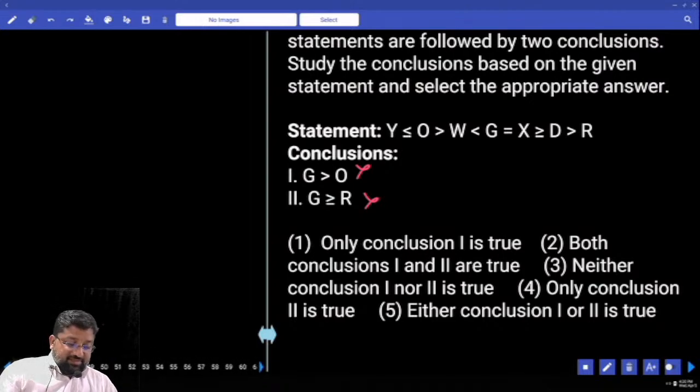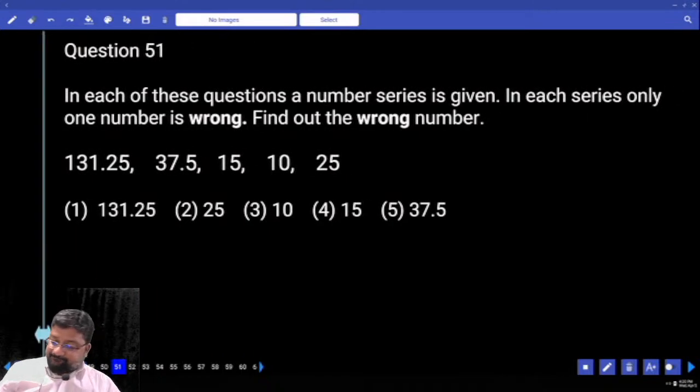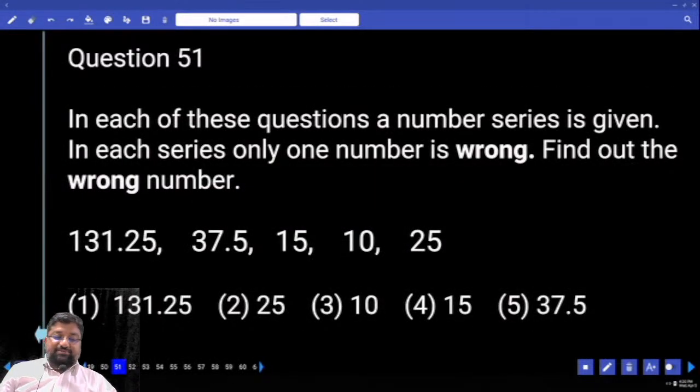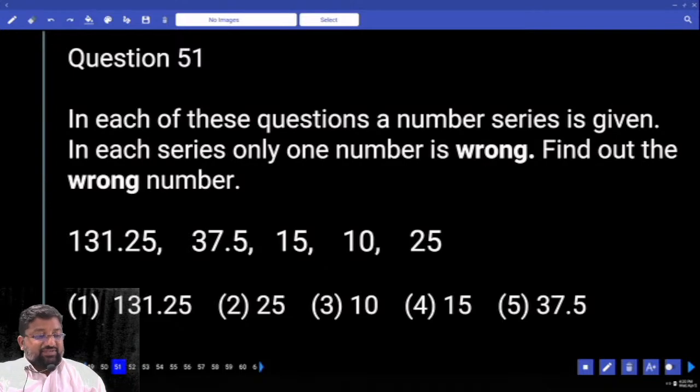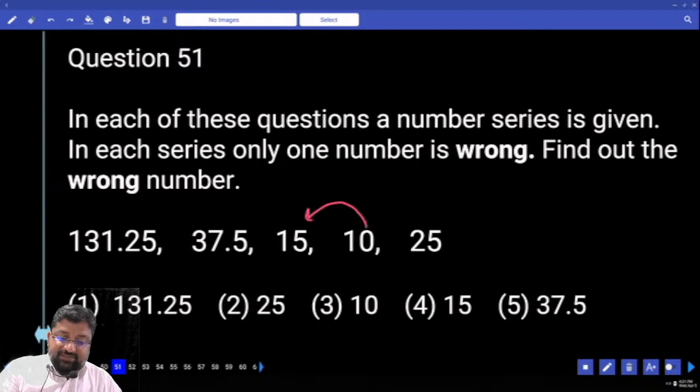Do you have questions on number series to solve? Number series 51. Look, what's happening here? 0.5 is visible, right? Obviously when you see 0.5 or 0.25, it is very clear that maybe you are multiplying by 0.5 or 1.5, 2.5, and so on. This I am not sure, but this one I am 100% sure.